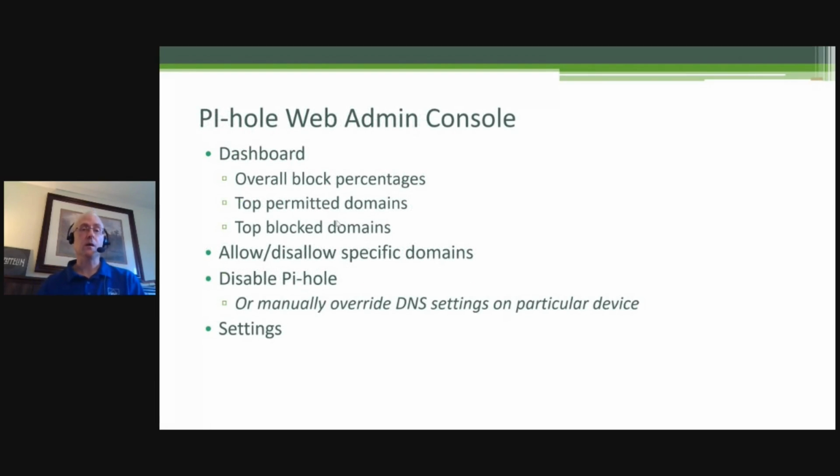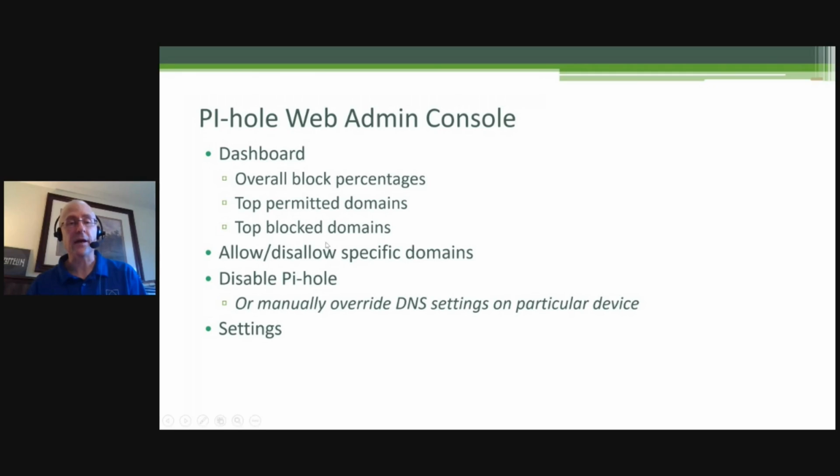There's a dashboard. I showed you some of the things you saw before, the block percentages. It does show me the top permitted domains, the top blocked domains. There is a way to allow and disallow specific domains. In the couple years I've used Pi-hole, we've had a couple websites that wouldn't function because a particular host they needed was blocked by Pi-hole. I could actually take that host name and put it into an allow list in the web interface and say, I know it's on your list to block, but I need to have that in there. So that's fixed those problems.